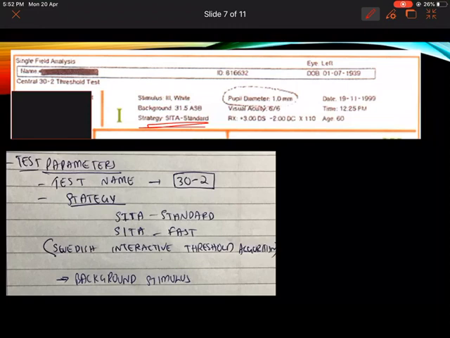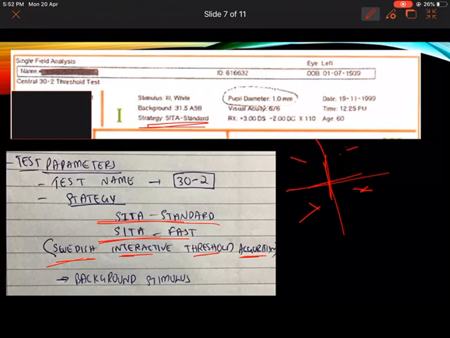That is the reason new strategies have come up, that is Sita standard and Sita fast. Sita stands for Swedish Interactive Threshold Algorithm. It's nothing but interactive. For example, the threshold of each point is predetermined.